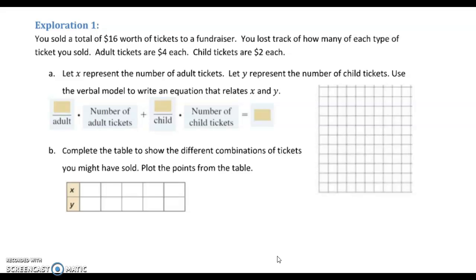So X is the number of adult tickets. Okay, so where it says number of adult tickets, I'm putting an X. Let Y represent the number of child tickets. That's Y. And we want to fill in the numbers. So the price per adult was $4 per adult. So that is 4x. The price per child was $2. So that's plus 2y. And the total amount of tickets you sold was $16. So 4x plus 2y equals 16.